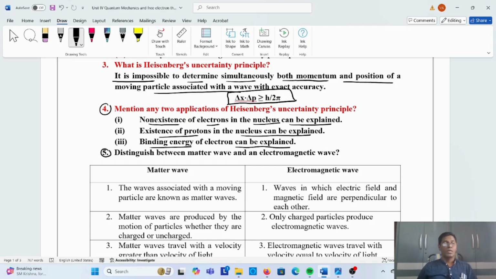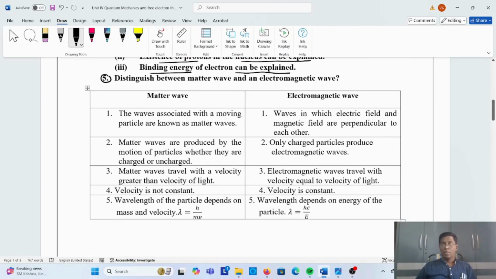The next question is differences between the matter wave and electromagnetic wave. This question is very important for the university examination. This question was already asked in previous university examinations. Please go through this presentation completely without skipping. Wherever you feel important, you can take a screenshot or note it in a notebook and prepare for the examination. Now we will discuss the matter wave and compare it with the electromagnetic wave.